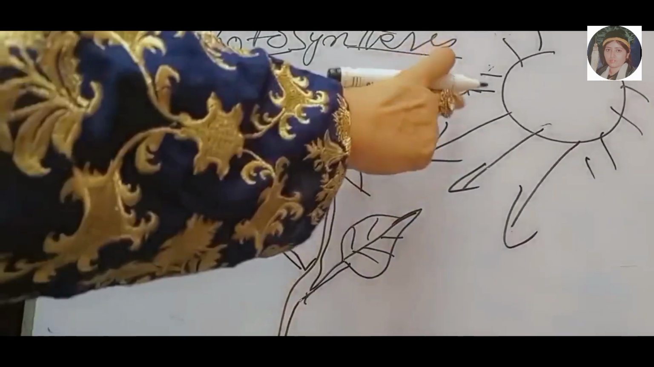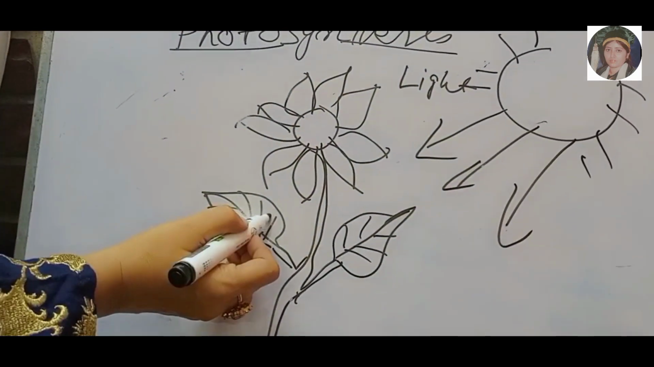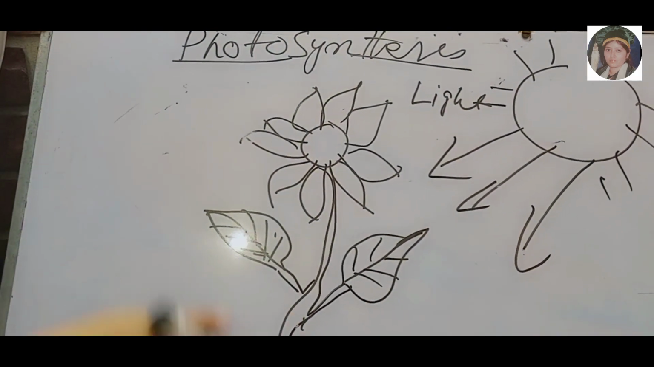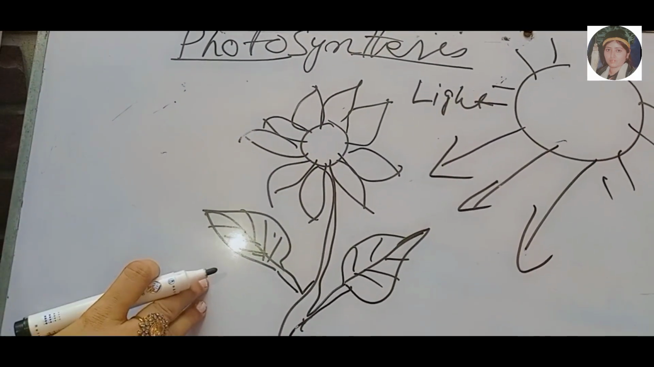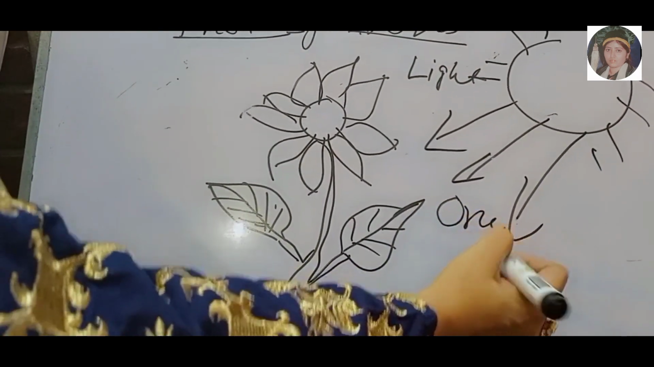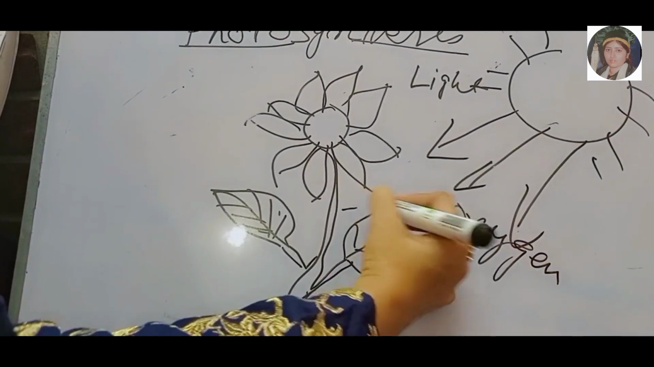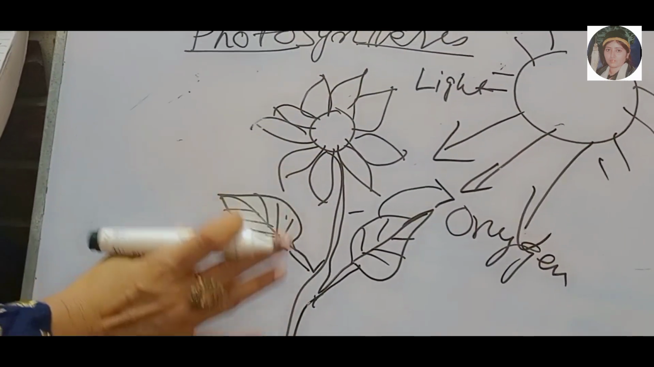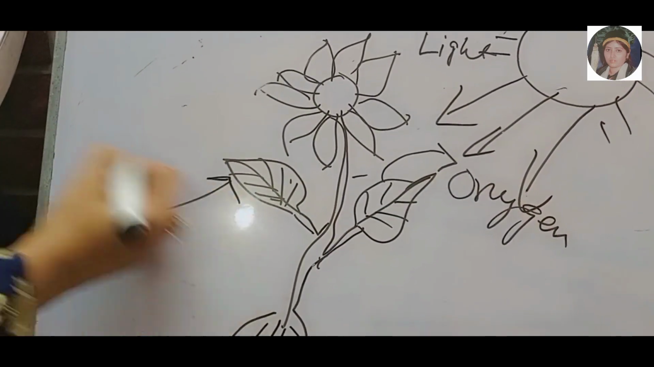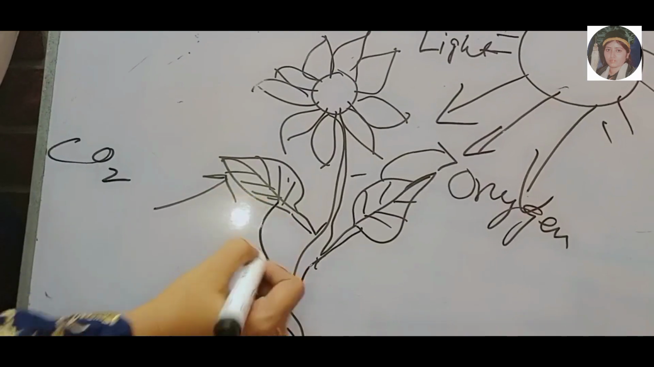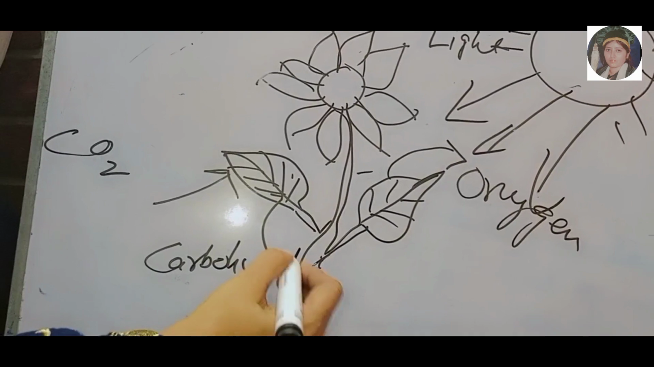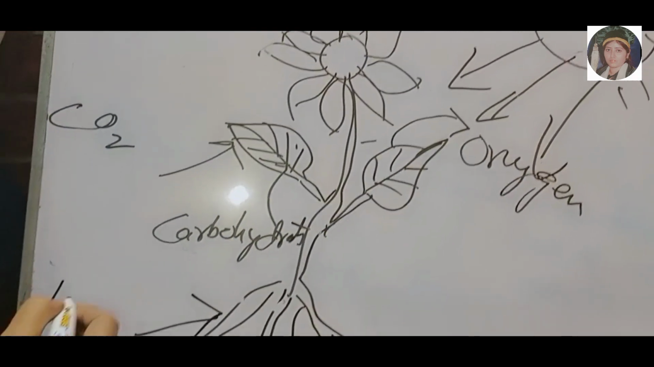Light. Absorption of light energy by chlorophyll. Conversion of light energy to chemical energy and splitting of water molecules to form oxygen. Reduction of carbon dioxide to carbohydrates. And that is water.